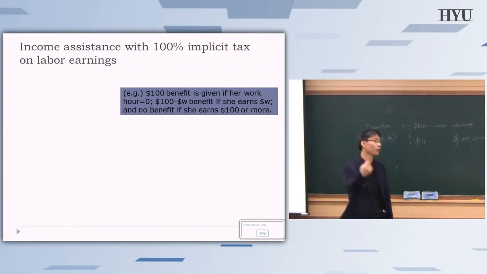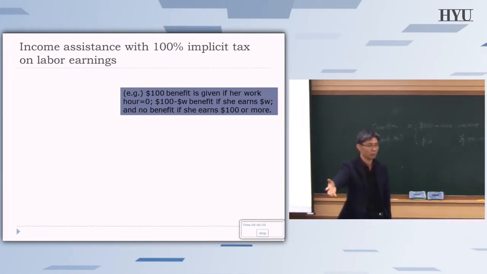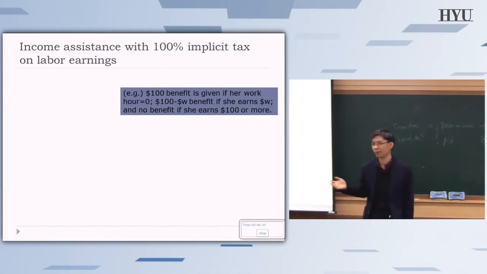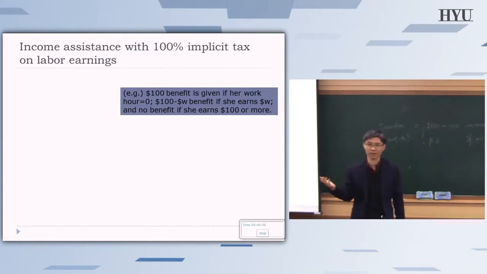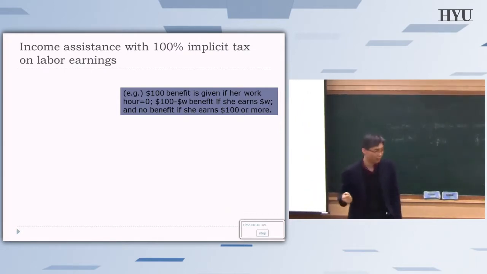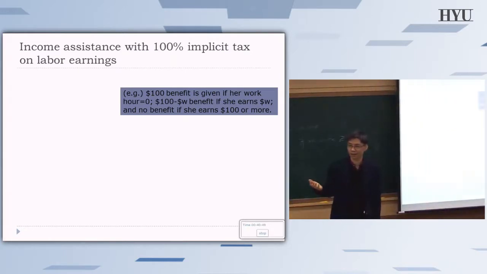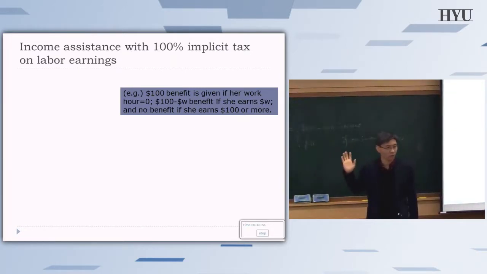If she earns 20, the government collects 20. If she earns 50, the government collects 50 in the form of reduced benefit. But anyway, at the end, it's the same thing. The government just saves 50, or the government gives 100 but gets 50 back. Basically, the same thing. That's why we call it 100% implicit tax.